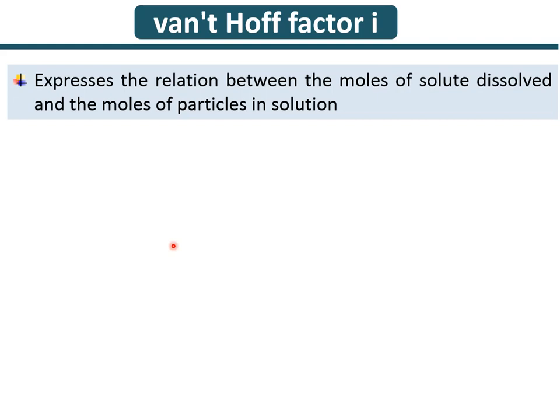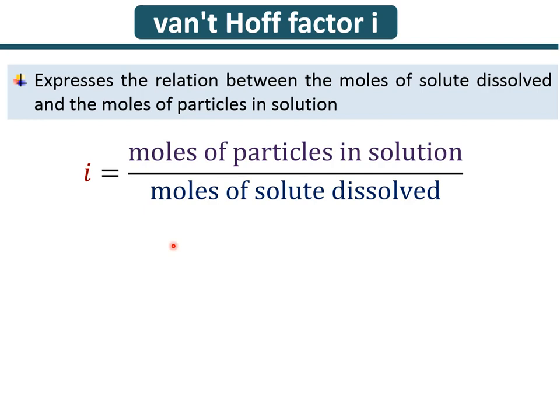This will be different from the case of sucrose. If you dissolve 1 mole of sucrose, it will become also 1 mole of sucrose without dissociation. So the dissociation will also affect the change in the properties, and that will be reflected in that factor, which is the Van't Hoff factor. It gives a relationship between the number of moles of solid dissolved and the number of particles in the solution. Okay, so I equals the moles of particles in solution to moles of solute dissolved.